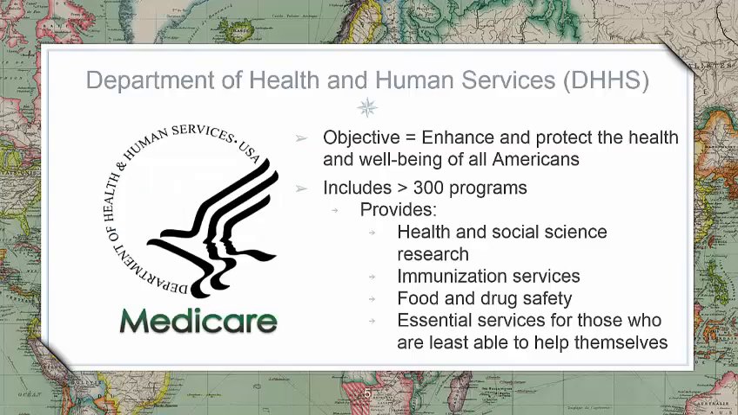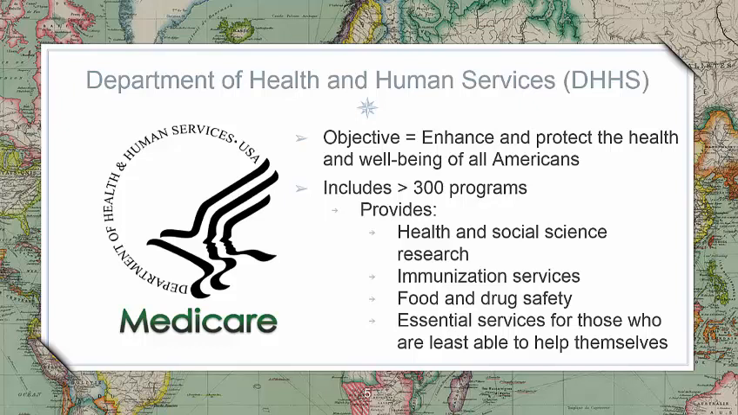We're going to move just a little bit smaller and more local to the Department of Health and Human Services. This is found in the United States, and this is the overarching government body that organizes the various health and welfare agencies that the government provides. Its major objective is to enhance and protect the health and well-being of all Americans. It's the largest public health program in the world. It includes over 300 programs and has more than 77,000 employees within its different programs.